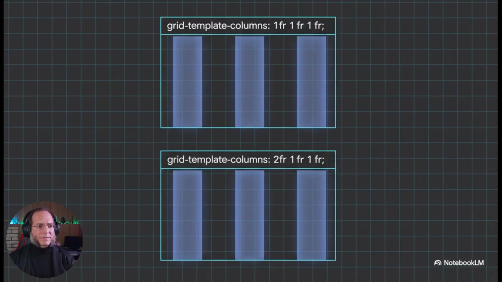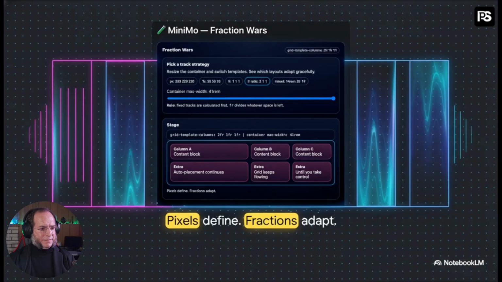Now here's a super important point, so pay attention. One FR doesn't always mean equal. I mean, if you have 3 1FR columns, sure, they'll be equal. But what if you have 2FR, 1FR, 1FR? Well, that first column is going to snatch up twice as much of that leftover space as the other two. It's all about the ratio. It's proportional.